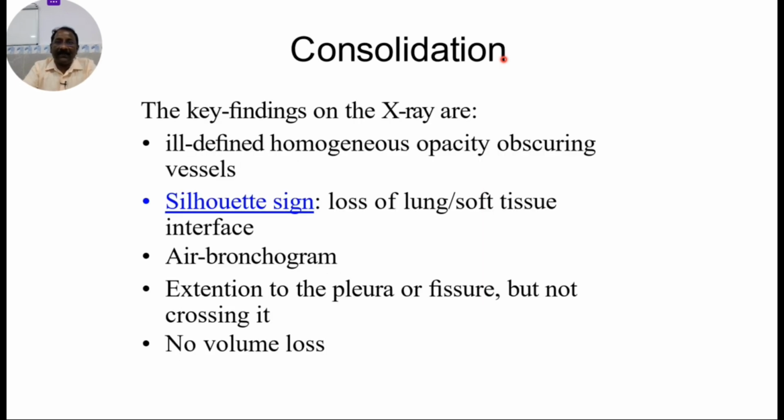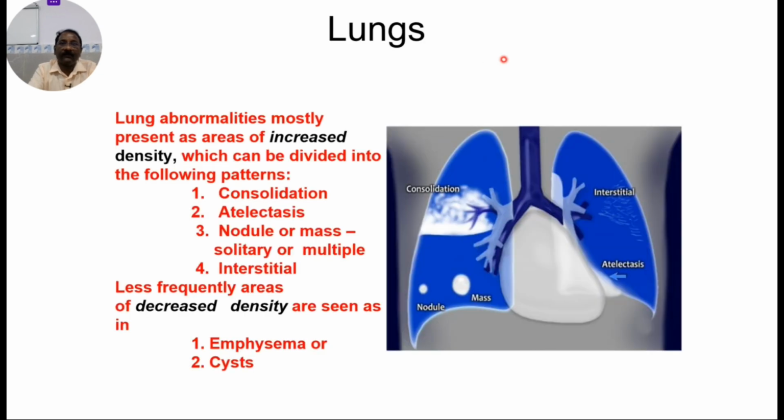Consolidation, the classical finding, the silhouette sign, that is the loss of the lung at the soft tissue interface. Air bronchogram, extension to the pleura or the fissure but not crossing it, no volume loss. It's an ill-defined homogeneous opacity obscuring the vessels. It is not a heterogeneous opacity. Consolidation is an ill-defined homogeneous opacity.